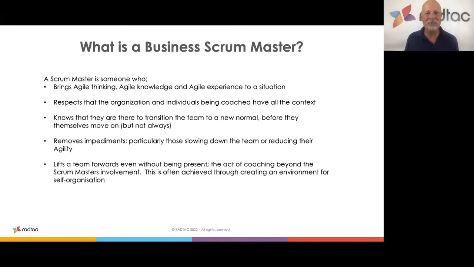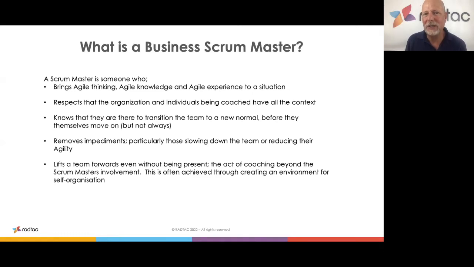Nowadays, 2020, there's a lot within Agile. You could almost consider Agile to be an umbrella for lots of other stuff, practices, frameworks, but it's all about the values, as we were saying before, being Agile. So an amazing Scrum Master brings Agile thinking, obviously Agile knowledge. So it's quite a wide area of knowledge that we need as a Scrum Master, and Agile experience.